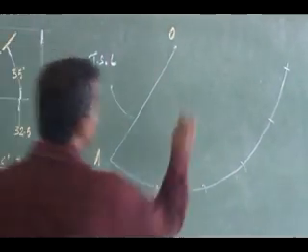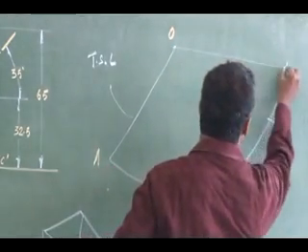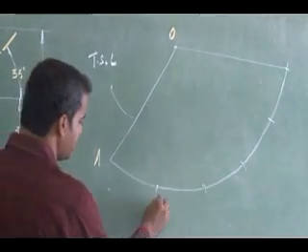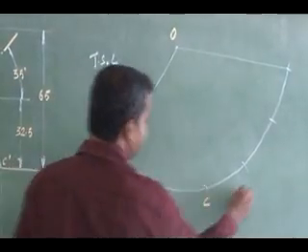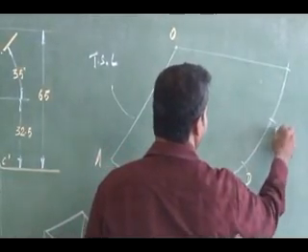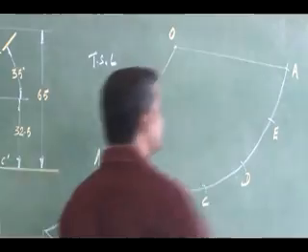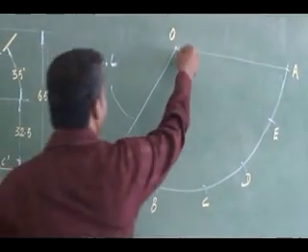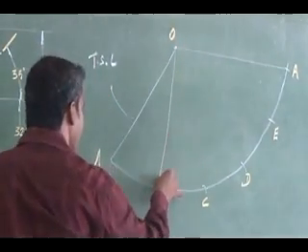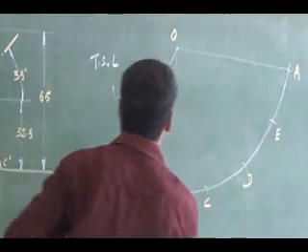I have 5 segments. Connect. This is going to be my A, B, and again finally it ends with A. Right. So the development is this.